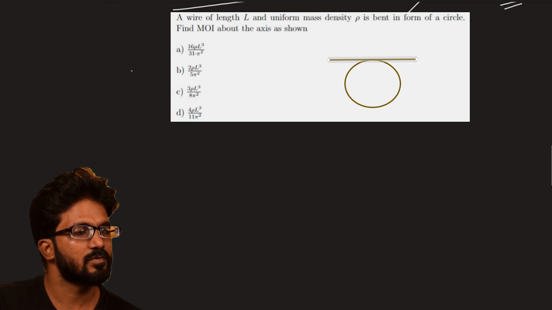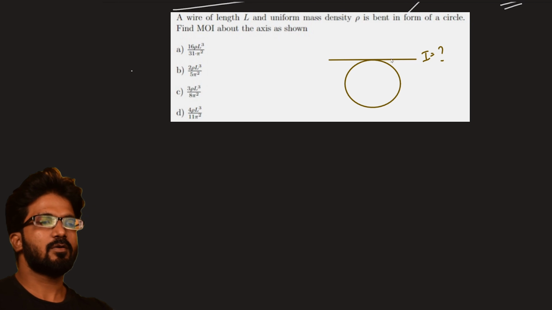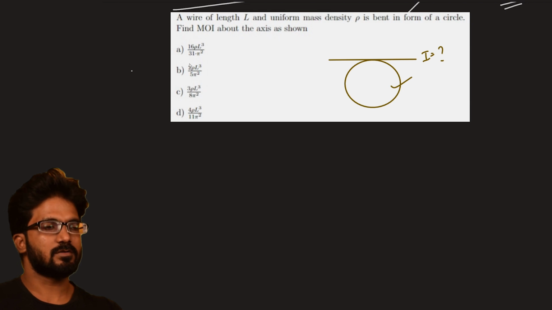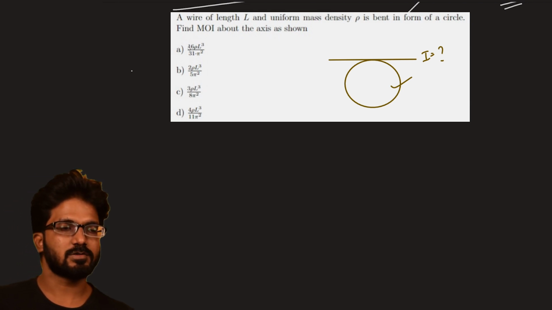So this is the axis that we are going to find the moment of inertia about. It is given that the entire wire of length L and density rho is bent in the form of a circle. So L is nothing but 2 pi r. We can take the radius of the wire as r from the center, and the moment of inertia about the axis shown is what we have to find.